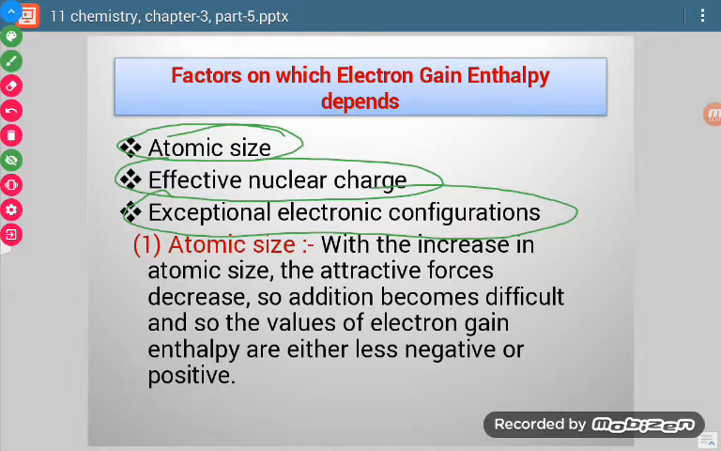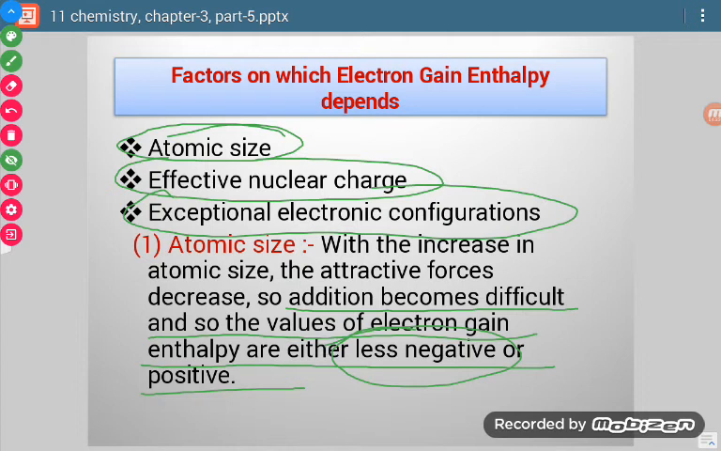With the increase in size, the attractive force decreases. Okay, with the increase in size, attractive force decreases. It means addition will become difficult. So if addition is difficult, then the value will be either positive or a very small negative value, because of increased size.